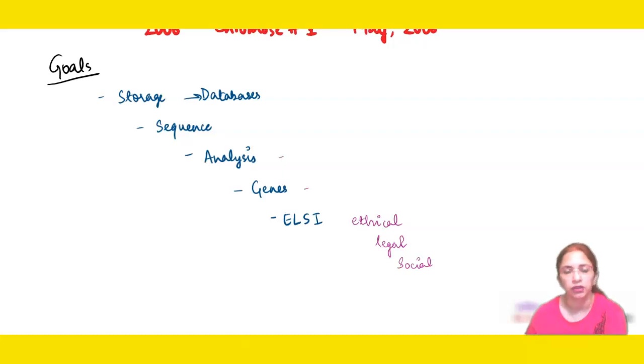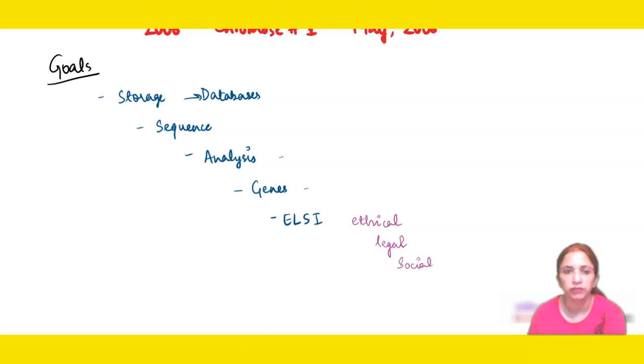Okay, so if a question comes on what are the goals of the Human Genome Project, then you can write they had a goal to have databases for the storage, they had a goal to sequence the entire genome and analyze it, and they had an idea of finding the number of genes in the human body, and with these there were several ethical, legal and social issues that were required to be sorted.